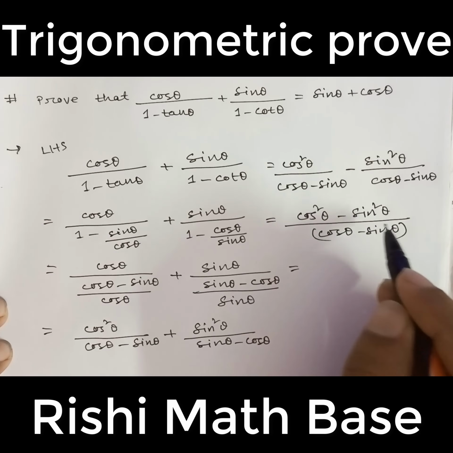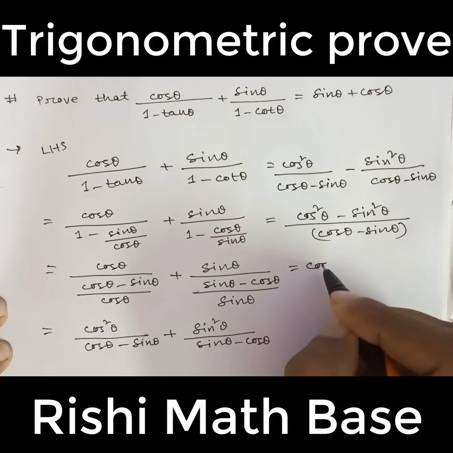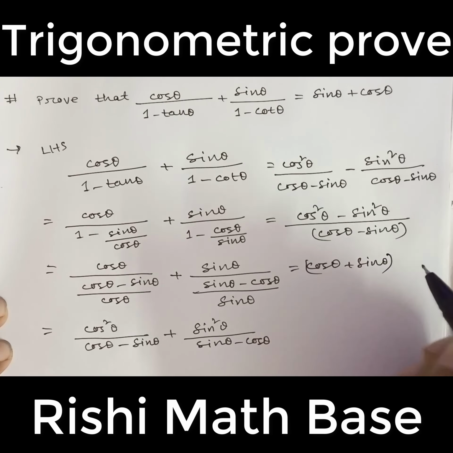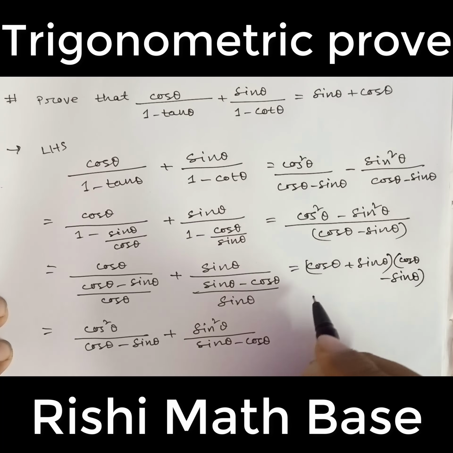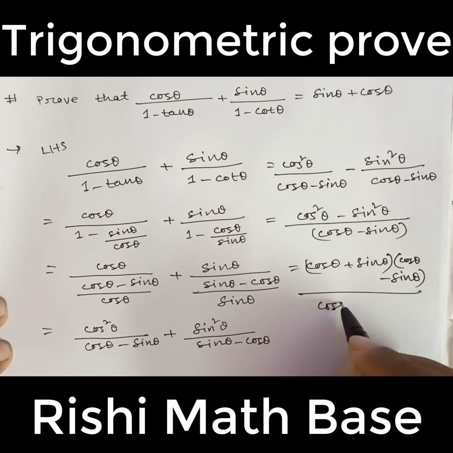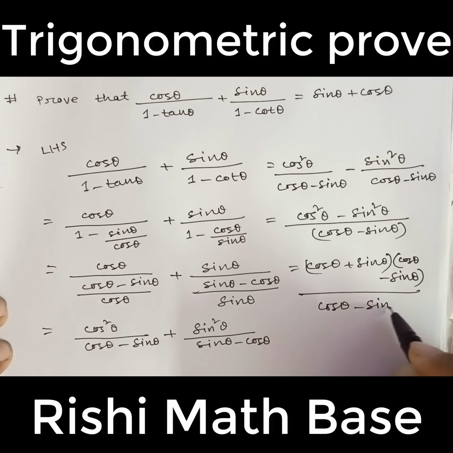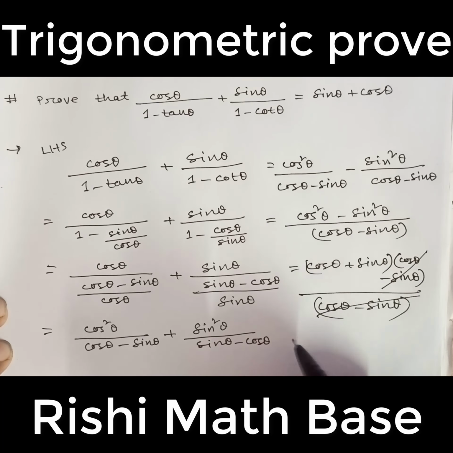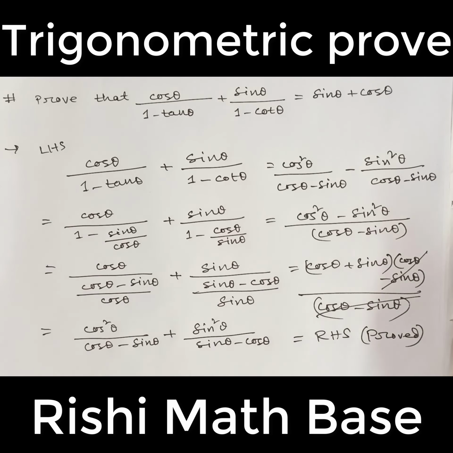This is the formula of a square minus b square, so we can write cos theta plus sin theta and cos theta minus sin theta by cos theta minus sin theta. Cos theta minus sin theta, cos theta minus sin theta cancel, so this is equal to RHS. Proved. Thank you for watching.